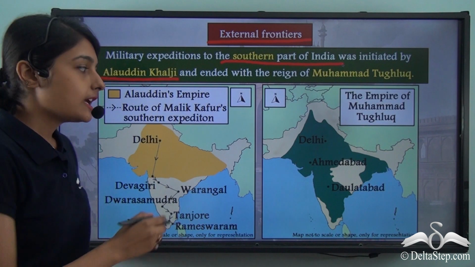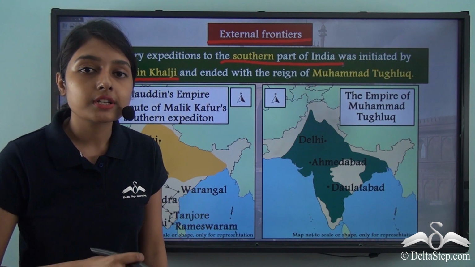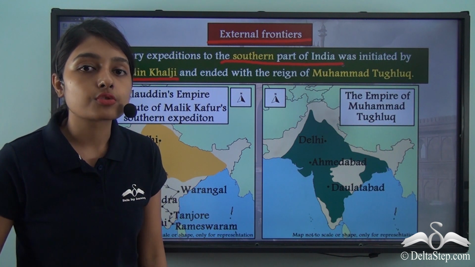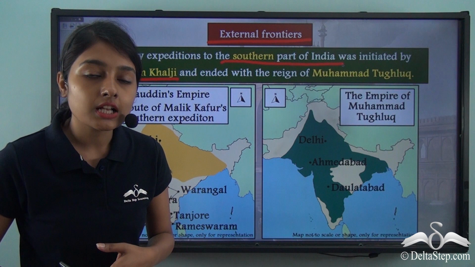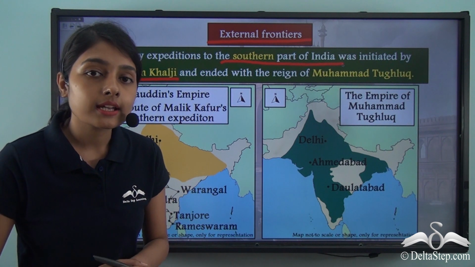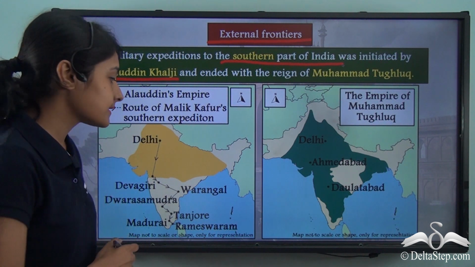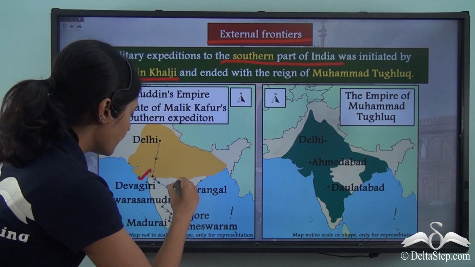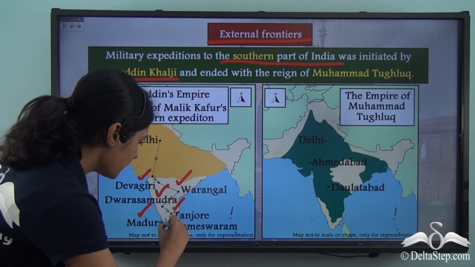So previously, it was only the northern and the central part of the country that was under the control of the Delhi Sultanate. But during the rule of Alauddin Khalji, he launched the Deccan Expedition and now brought under his control areas like Devagiri, Warangal, Varasamudra, Tanjore, Madurai, Rameshwaram.